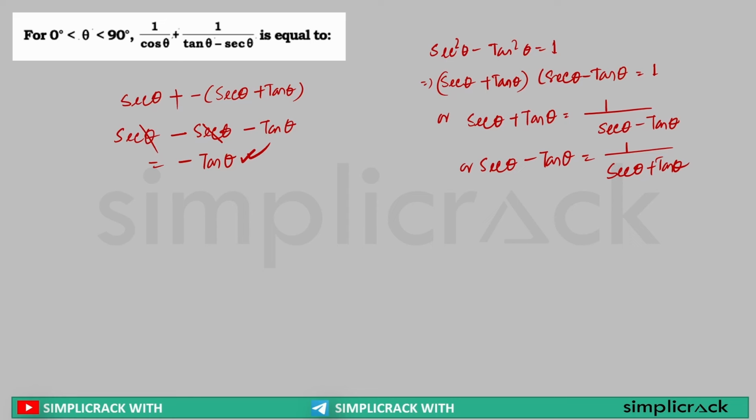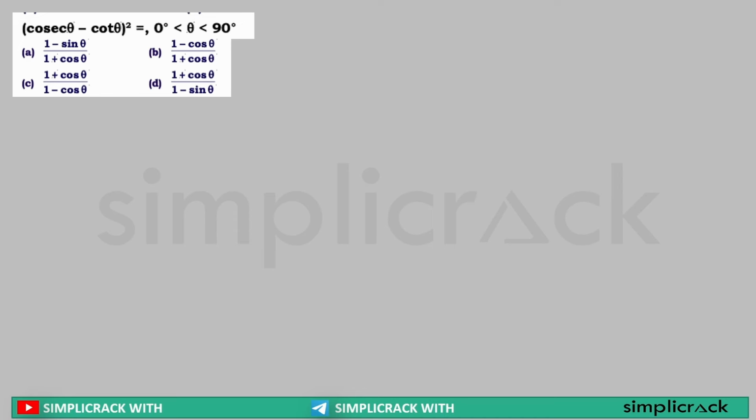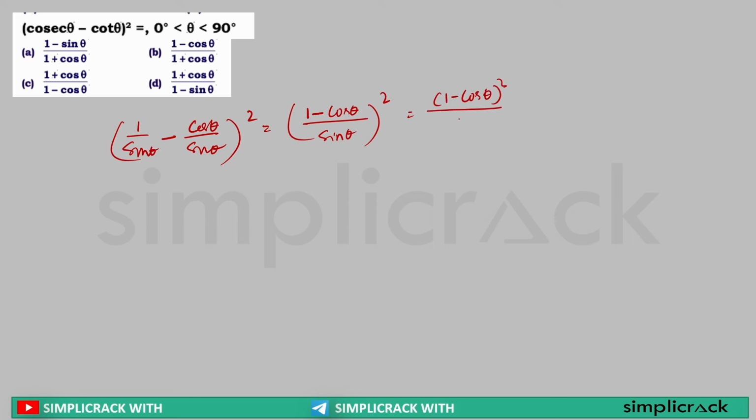Clear? Sorted? Next. Sir, cosec theta minus cot theta whole square is equal to what? Sir, cosec theta is equal to what? 1 by sin theta. Cot theta is equal to what? Cos theta by sin theta, whole square. So this can be written as 1 by sin theta minus cos theta by sin theta whole square, or this can be written as 1 minus cos theta whole square by sin square theta. Sir, sin square theta is also known as 1 minus cos square theta. So on the upper part it is 1 minus cos theta whole square, and in the lower part it is 1 minus cos square theta.